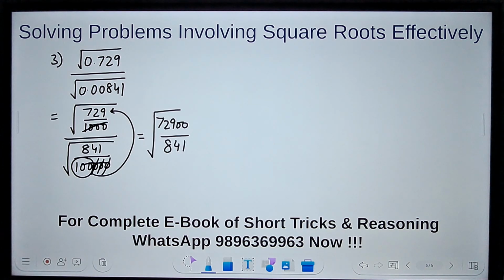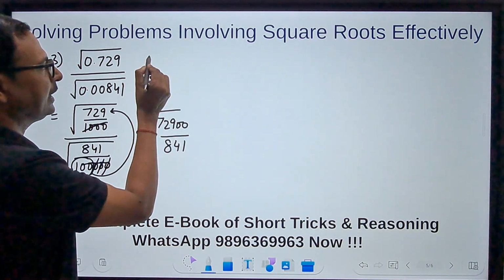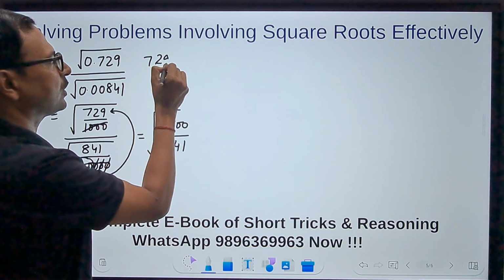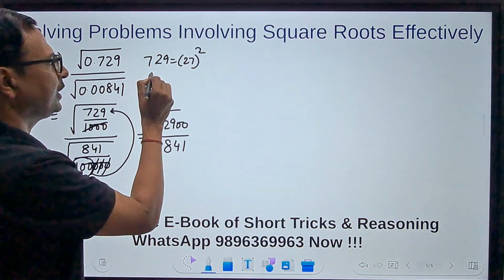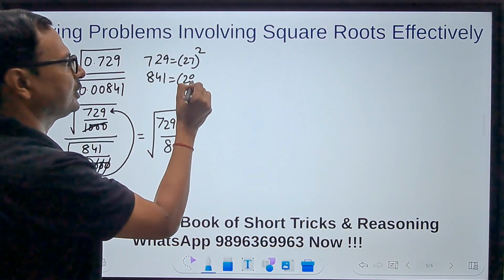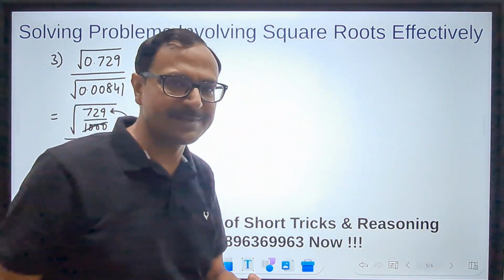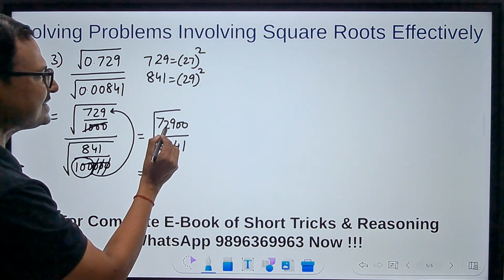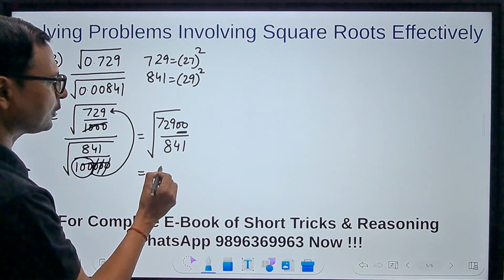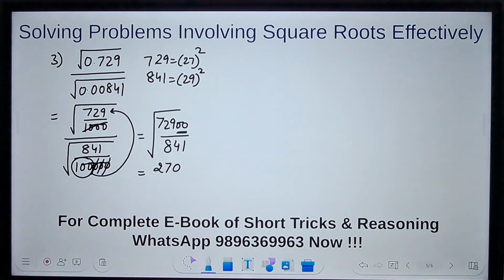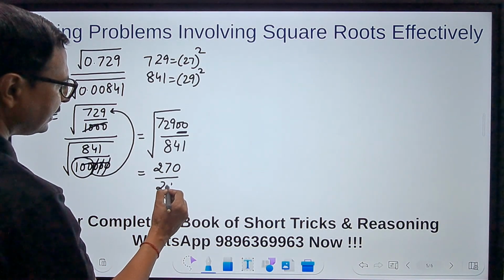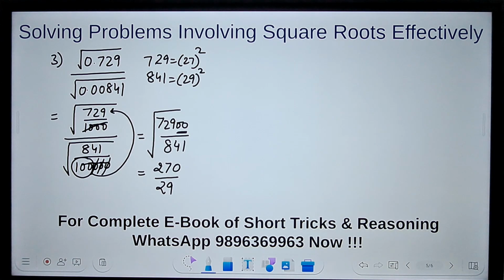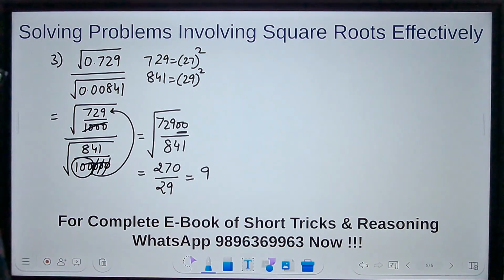841 in the denominator. Now you should know that 729 actually is the square of 27 and 841 is the square of 29. Now if you know some basics of squares, then this should work. Now if this is 27, then double zero will produce a single zero in the square root, and likewise 29 in the denominator. Now either you can leave the answer here or you can actually divide it and convert it into a mixed number. So I think this will go 9 times.